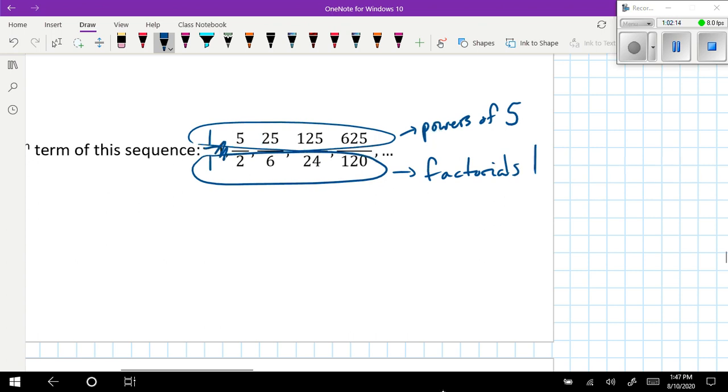Should I do a redundant feature right there? Factorials, factorial. Or does that just mean factorials? No. Okay. I'll erase it because I don't want it to confuse you.